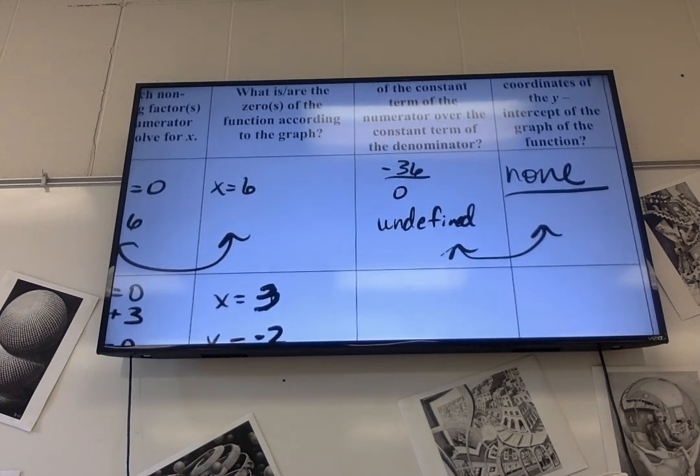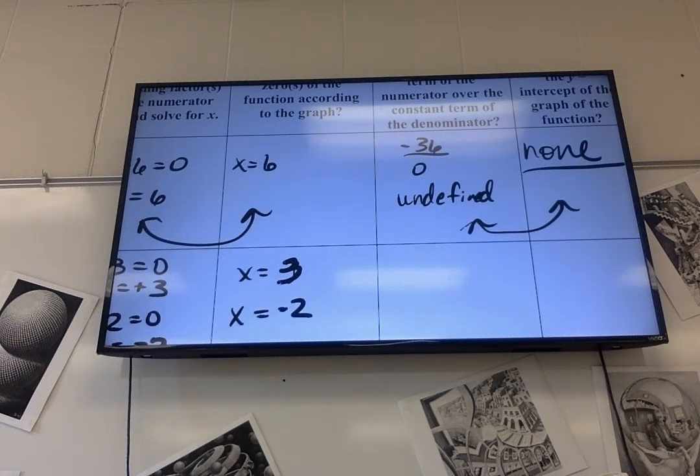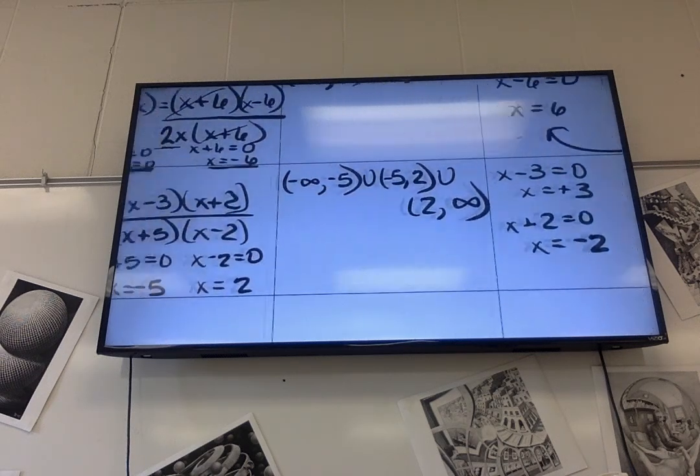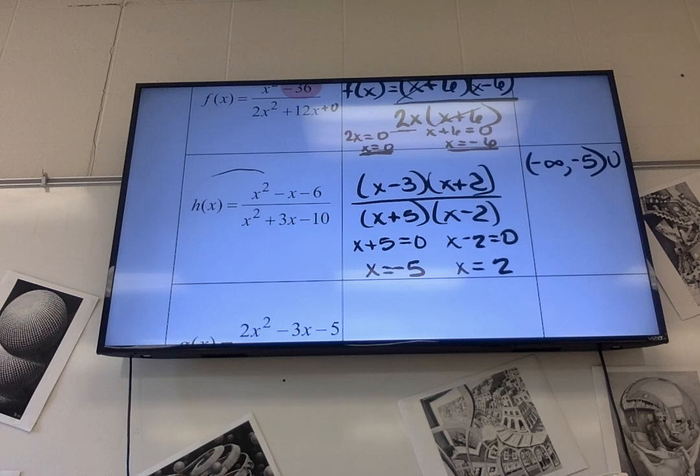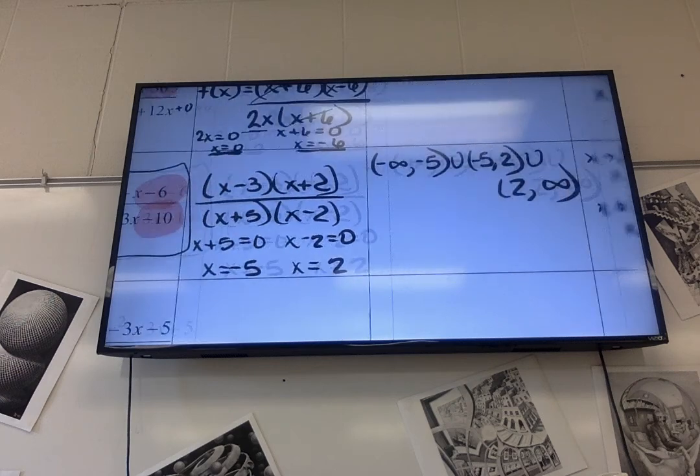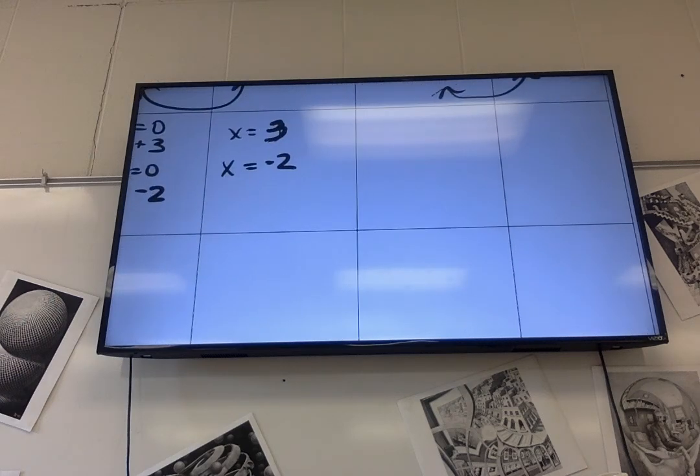Then constant term in the numerator over constant term in the denominator. Becca, what are those constant terms here? What doesn't have variables with them? -6, -10. Very good. So that's what you do. You put -6 over -10, and that'll reduce to 3/5. -2 will go on above those.